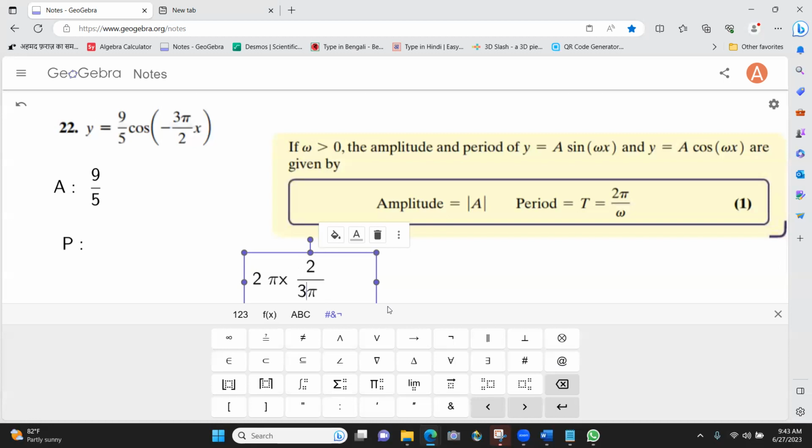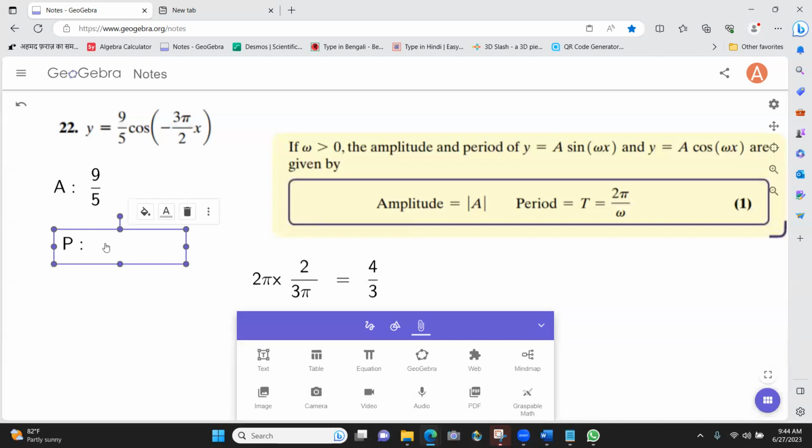Okay. And it really should be absolute value because it's always positive. So now I'm going to cancel pi and pi. What do I get? The top, 2 times 2, is 4 divided by 3. There's no pi. What's 4 divided by 3? 1 and 1/3. So the period is 1 and 1/3.